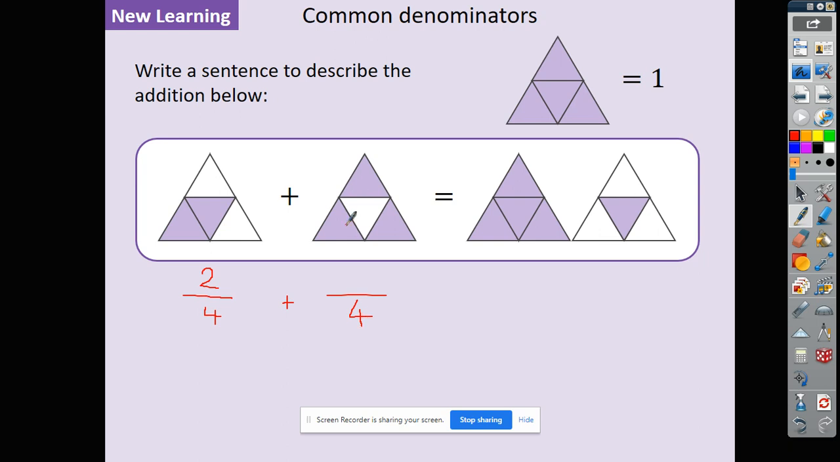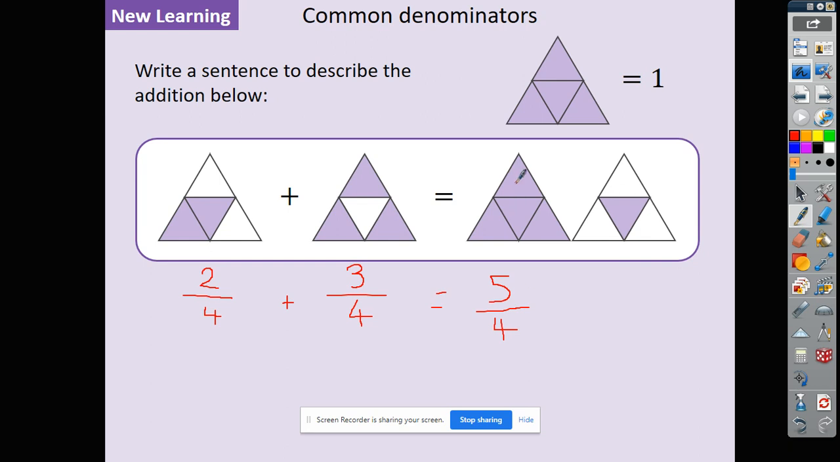So how many are shaded this time? Well, I've got 1, 2, 3. So I'm adding 2 quarters plus 3 quarters. Now we can see here that if I've got the 3 plus another 2 quarters, how many quarters have I got in total? So we would have 5 parts out of the total shaded. Okay. Now the shapes are still split into 4, so our denominator is still 4.